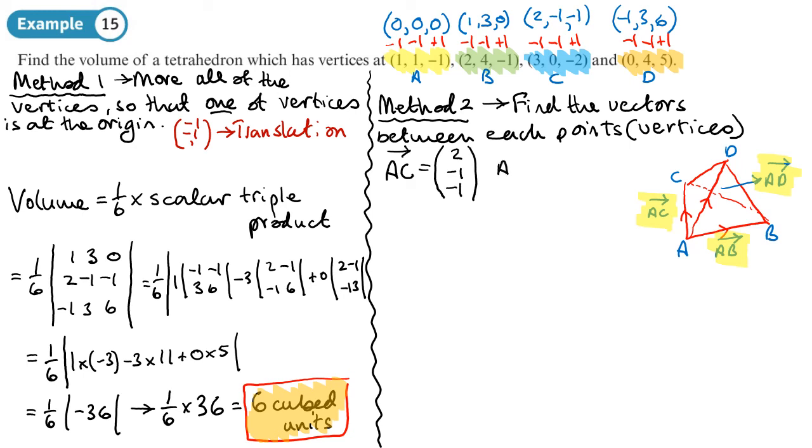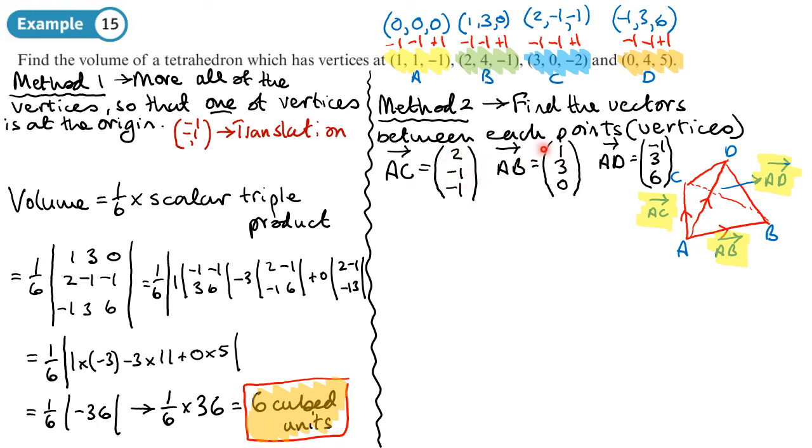And then AB, so that will be, first one goes up by 1, second one by 3, third one doesn't change, and the last one AD, A to D, first one goes down by 1, the second goes up by 3, and the last one goes up by 6. Now notice that these vectors here are exactly the same as these, aren't they, when we moved it to the origin. That's why this works.